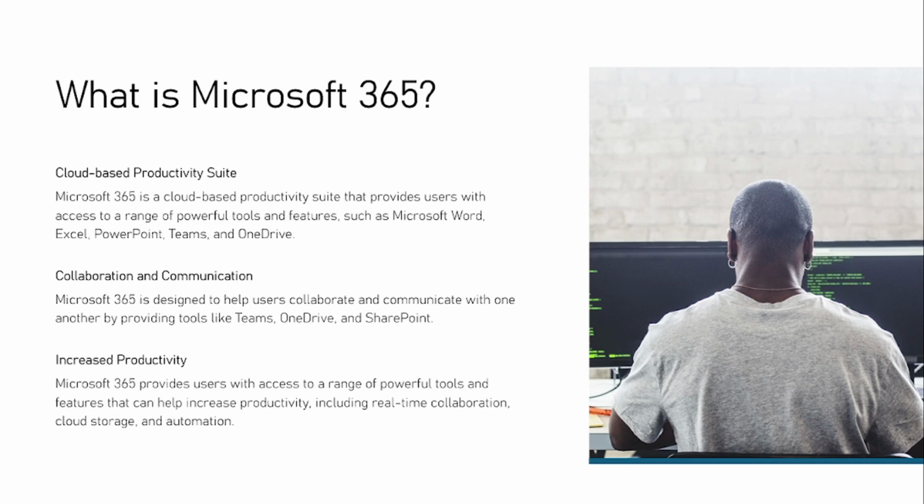Then we have the collaboration and communication definition of Microsoft 365, which defines Microsoft 365 to be a designed product to help users collaborate and communicate with one another by providing tools like Teams, OneDrive, and SharePoint. Then we have the increased productivity definition of Microsoft 365, which states that it provides users with access to a range of powerful tools and features that can help increase productivity, including real-time collaboration, cloud storage, and automation.